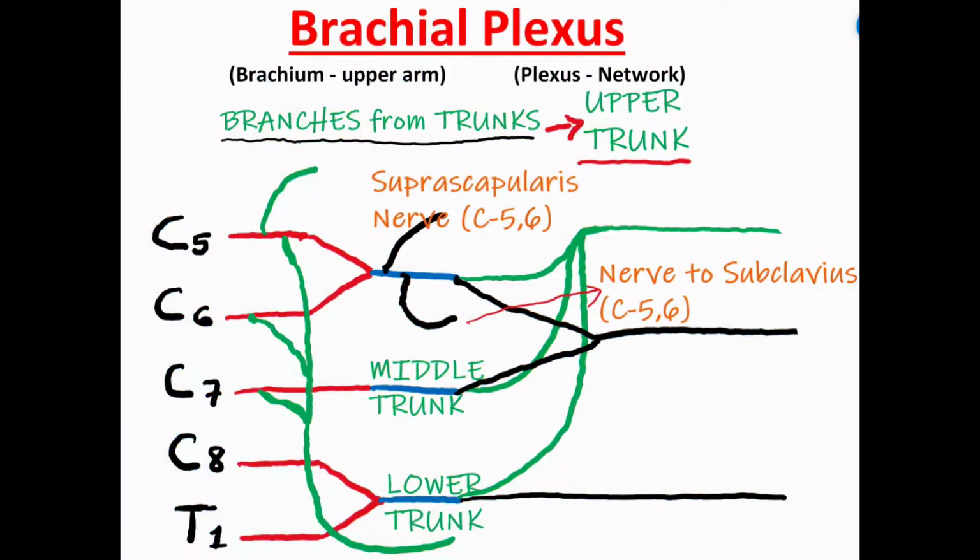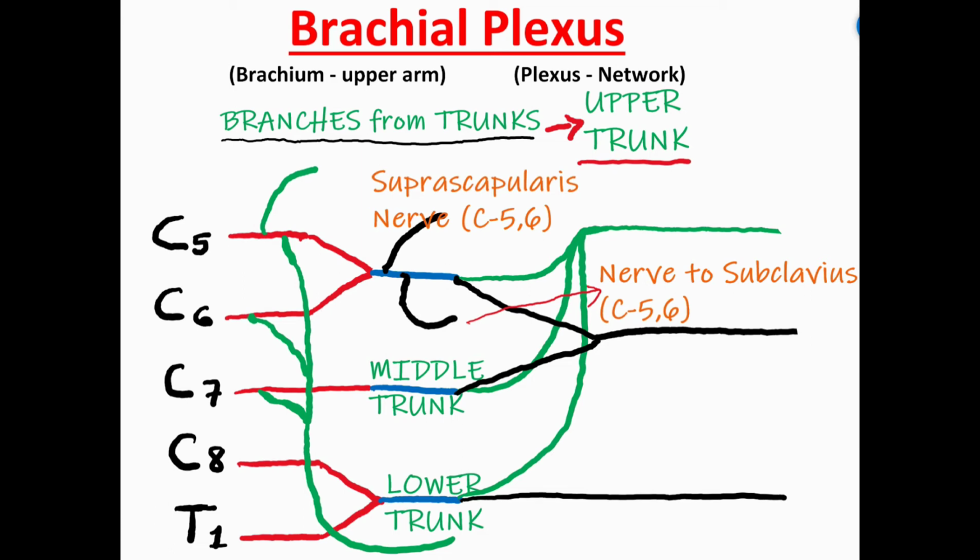Now we are going to the branches which will be coming from the trunk. Here you are lucky enough because you don't need to remember the branches of all the trunks. Why? Because they don't give any. It's only the upper trunk which gives branches. How to remember these nerves? It is very simple. Just remember the two S: suprascapular nerve and the nerve to subclavius.